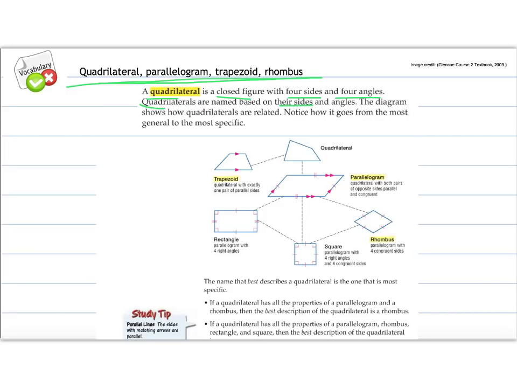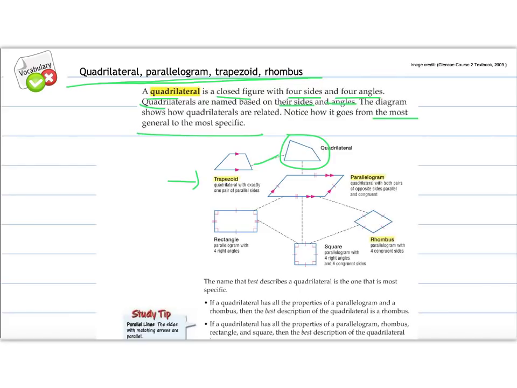That's why it's named by the four sides, four angles. The diagram shows how they can be related. It goes from the most general to the most specific. So quadrilateral, notice four-sided, four shape. No rhyme or reason to the angles or side measurements. And then a trapezoid is a type of quadrilateral, vocabulary word.